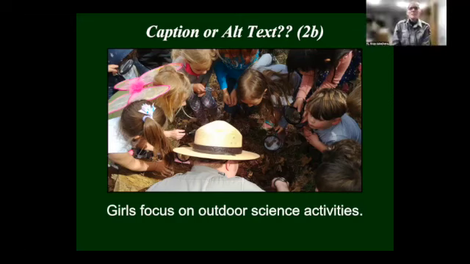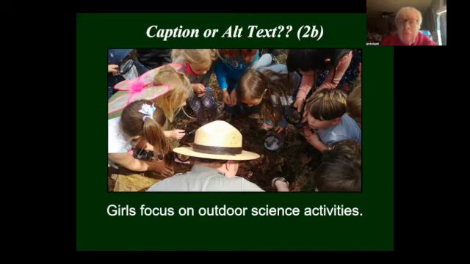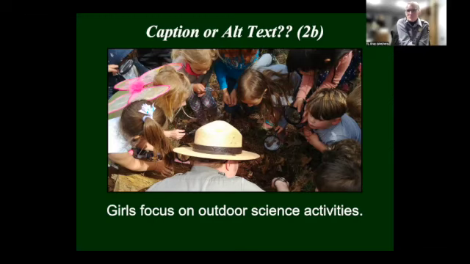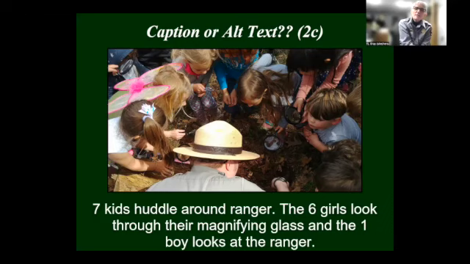To be girls focus on outdoor science activities. Caption or alt text? That's the caption, but you don't know that they're all girls. Right. They aren't all girls in there, right? So if that was the caption, then in my alt text, how would my alt text change? Right? From the previous one, I wouldn't necessarily put that alt text. This is the alt text for that picture, for that caption.